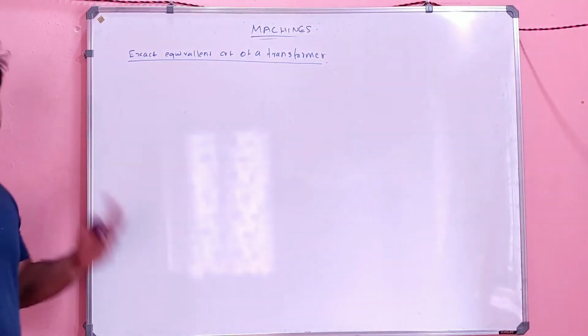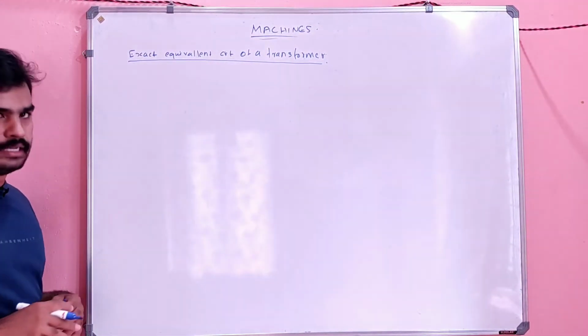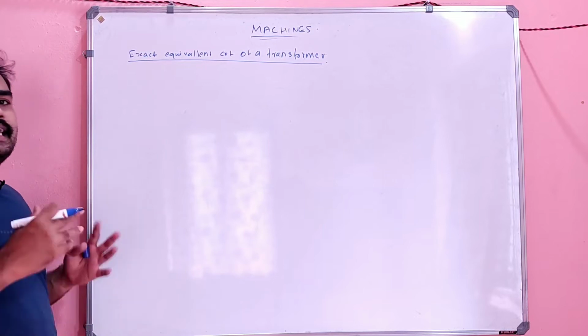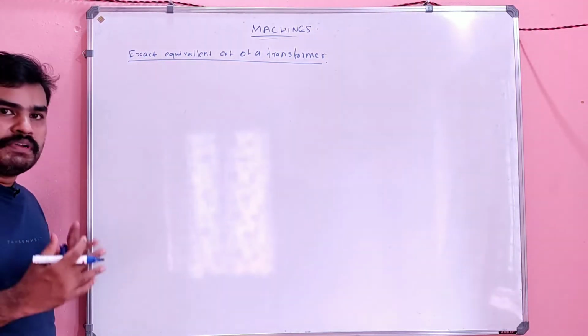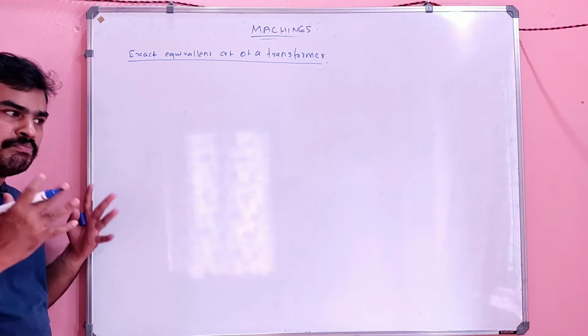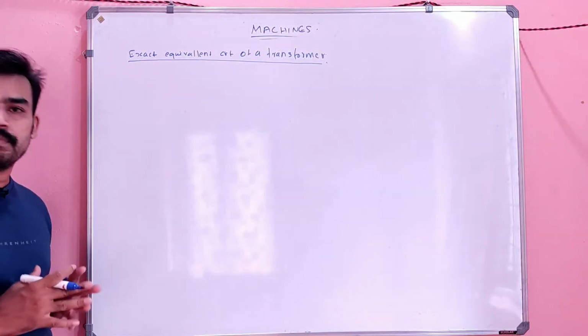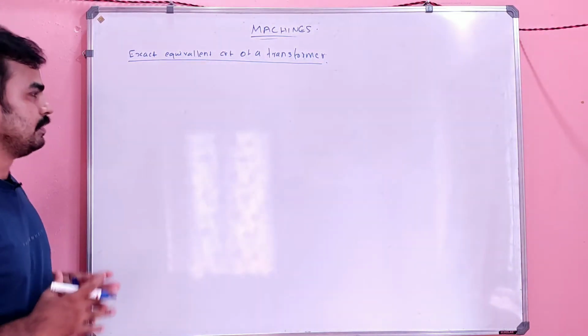So what is the meaning of exact equivalent circuit? Exact means you have to simplify the circuit to the maximum level. That is the meaning of exact equivalent circuit.